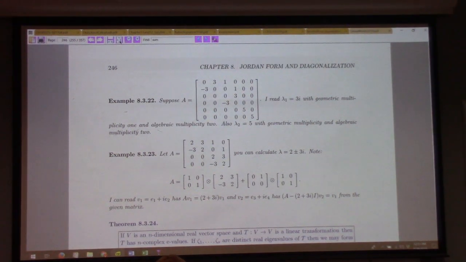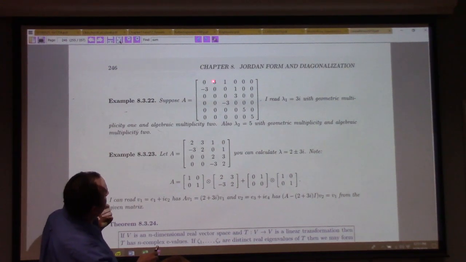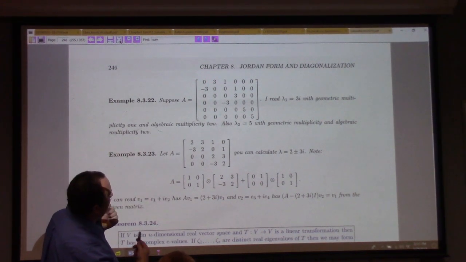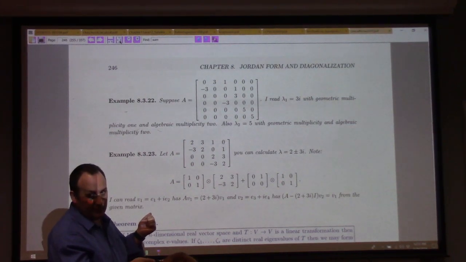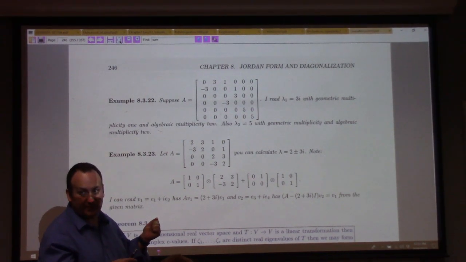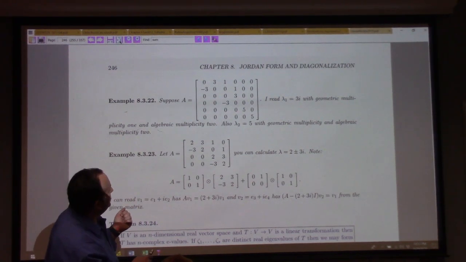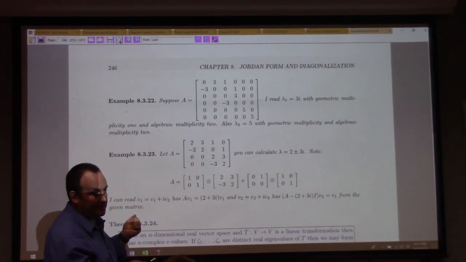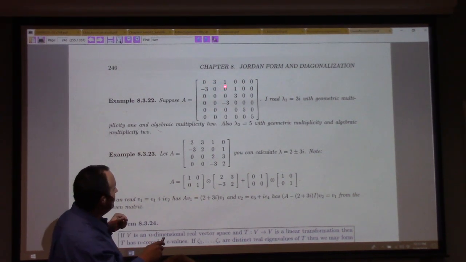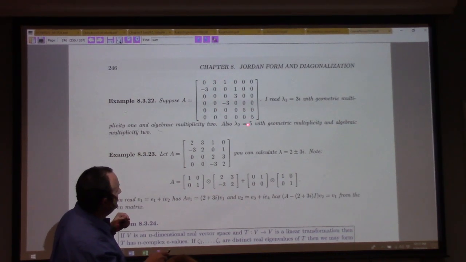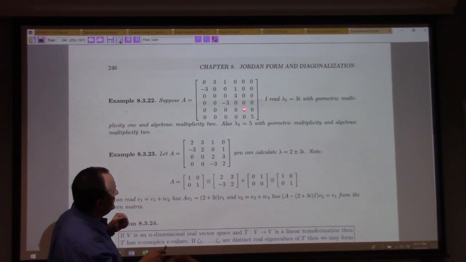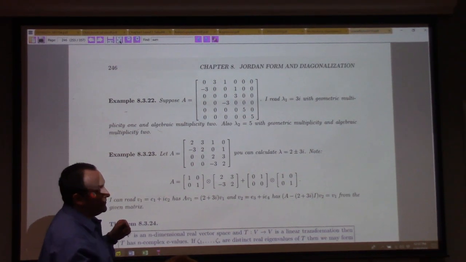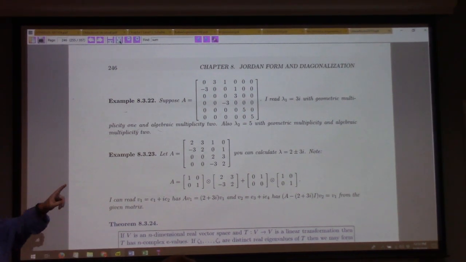This one would tell me I have complex eigenvalue plus or minus 3i with algebraic multiplicity 2, geometric multiplicity 1. This is J4 of 3i, RJ4 of 3i in our current lingo. And look down here. This tells me that the eigenvalue 5 has geometric multiplicity 2 because there's two eigenvectors. The eigenvectors are E5 and E6. I can read that from this.